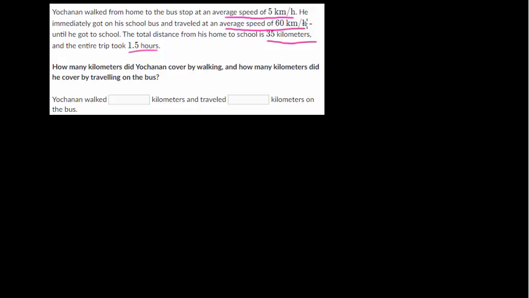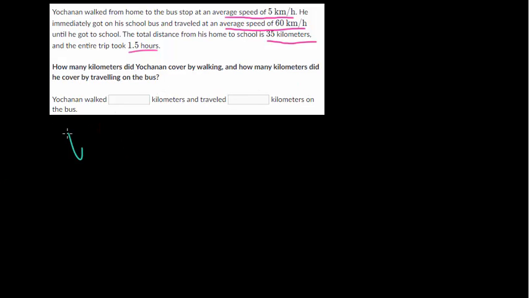So we have the total time and the total distance. We have the speed that he walked and the speed on the bus. And so we want to know how many kilometers did Yochanan cover by walking and how many kilometers did he cover by traveling on the bus. So notice the questions again. Yochanan walked blank kilometers and traveled blank kilometers on the bus.